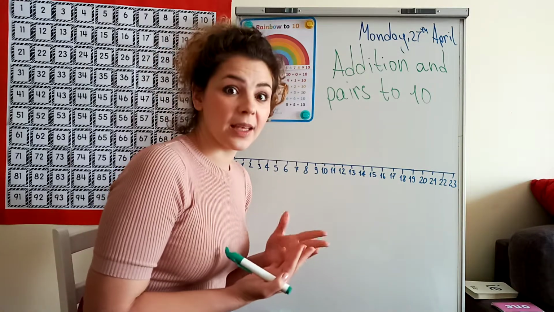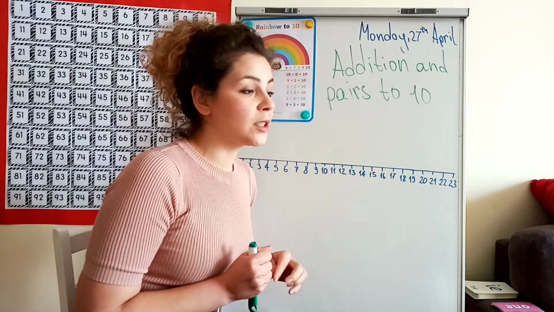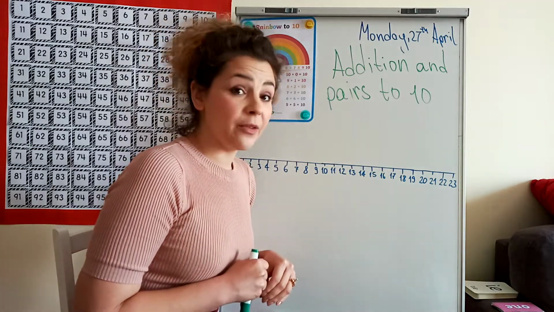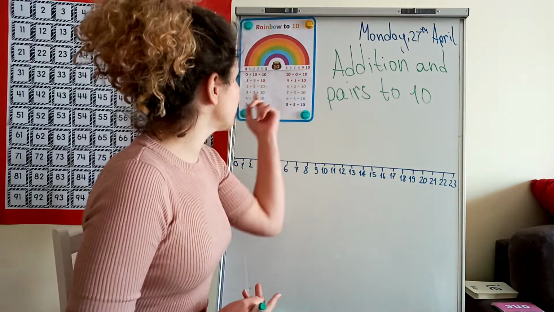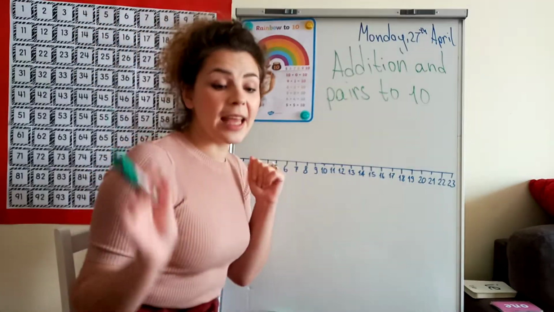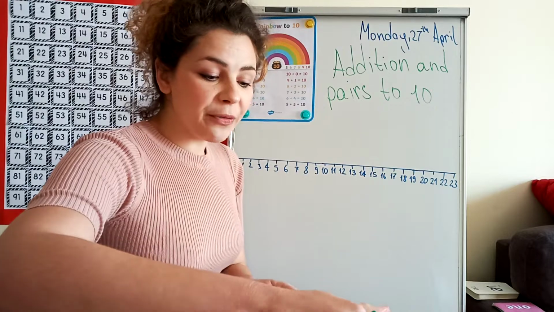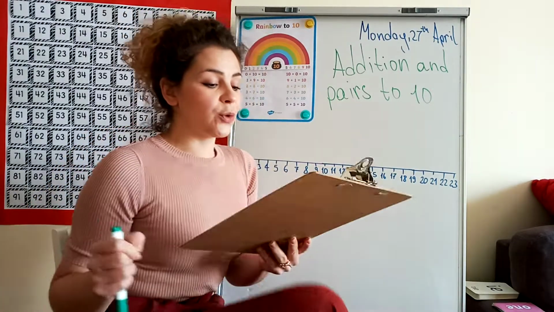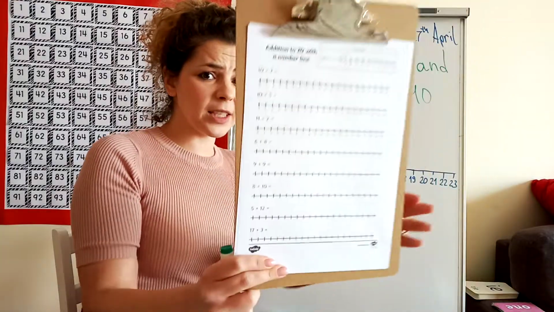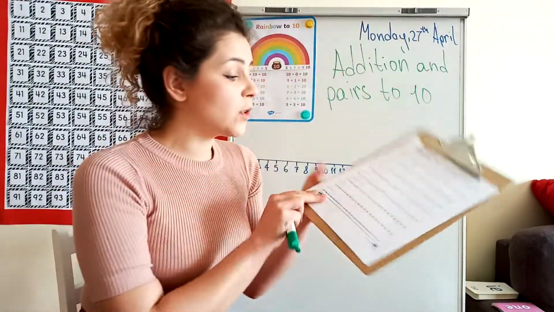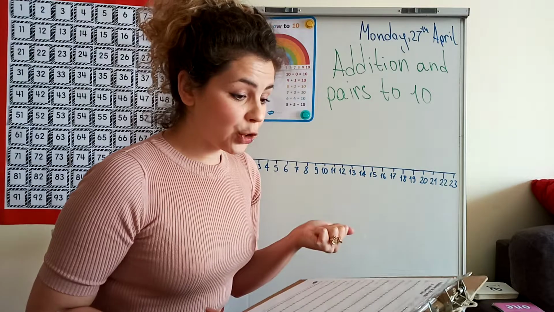which help us when we're adding. And those are 10 frames and counters. And we're also going to focus on number pairs to 10 when adding. But the first thing that I said is addition on a number line. So I have here this worksheet. It's one of the three I've sent you today.